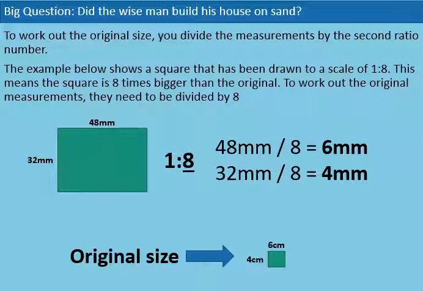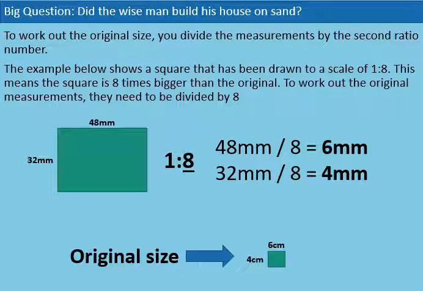To work out the original size, it's very similar to scaling up. But instead of multiplying the numbers, you're going to divide the measurements by the second ratio number. So if you look below, there is an example and it shows a square that has been drawn to a scale of 1 to 8. This means that the square is 8 times bigger than the original. So to work it out, what we need to do is divide those measurements by 8. And we know we need to divide them by 8 because the ratio says 1 to 8.